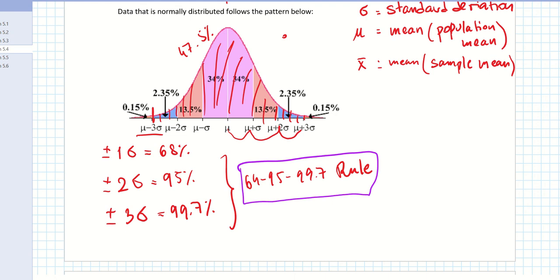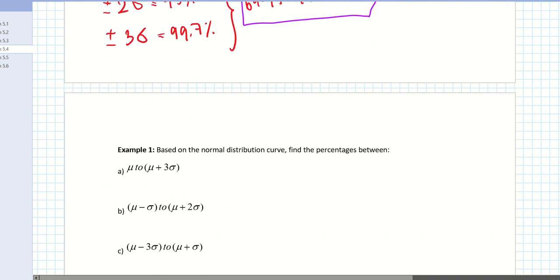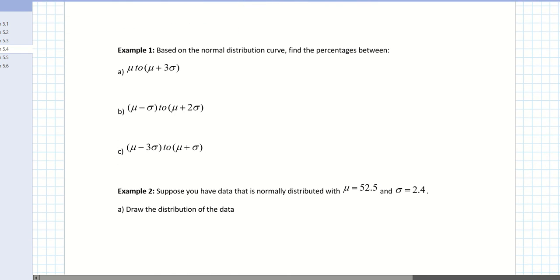So what can you do with this curve? We know this rule, 68, 95, 99.7%. So how can we use this? Let's take a look at an example. On the next page, we have the first example. And this says, based on the normal distribution curve, find the percentages between the mu, so that's the mean, to the mu plus 3 sigma.